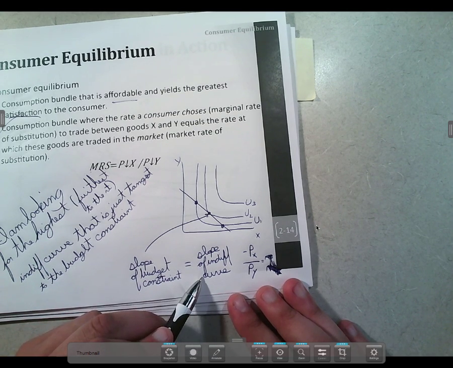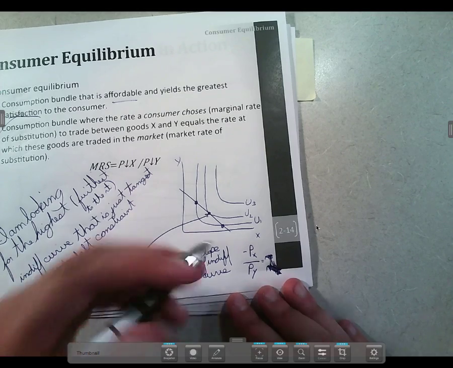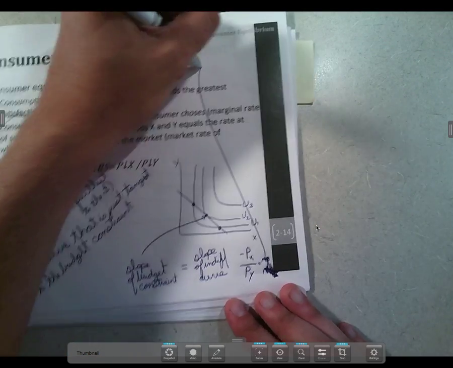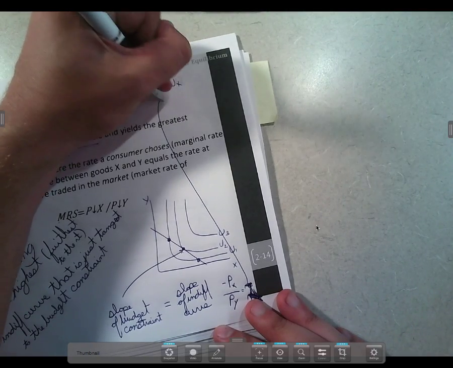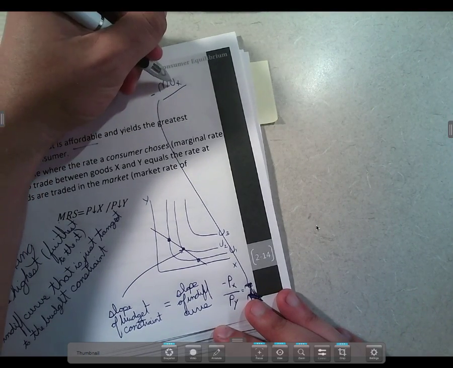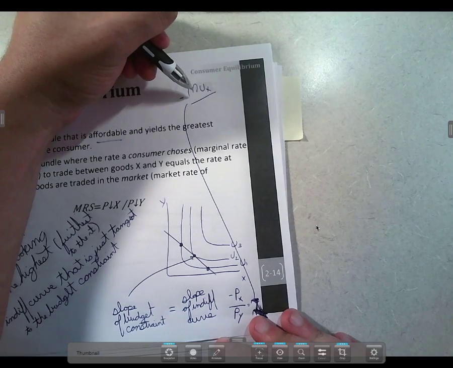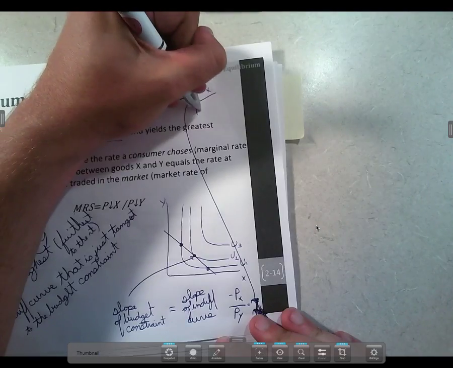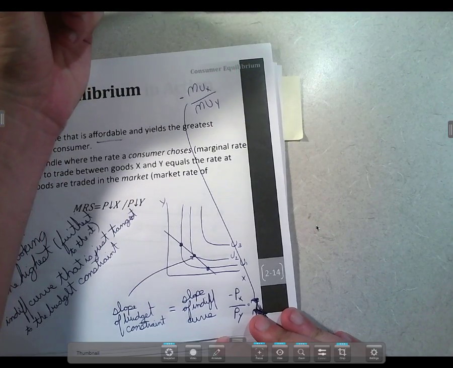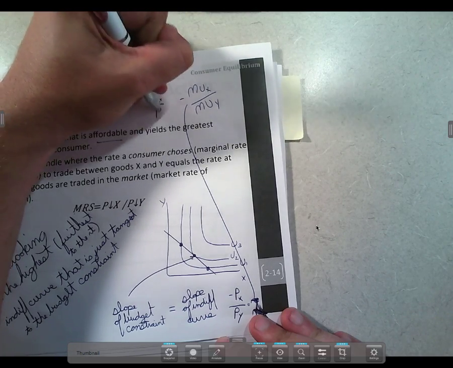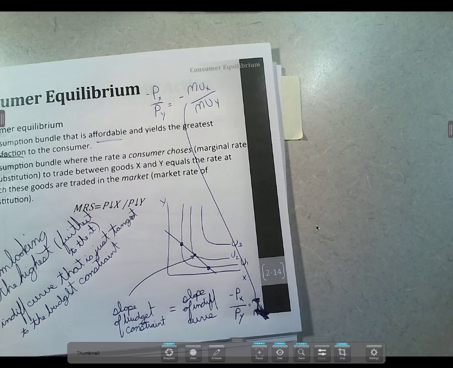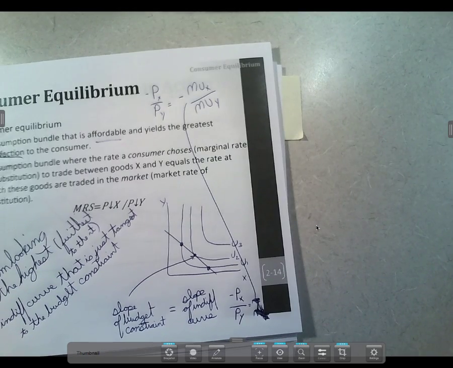We really haven't talked about what that slope is, but it's equal to the marginal utility of the good on the x-axis, or the change in utility as I buy more of it, over the marginal utility of the good on the y-axis. So negative px over py equals negative mux over muy.